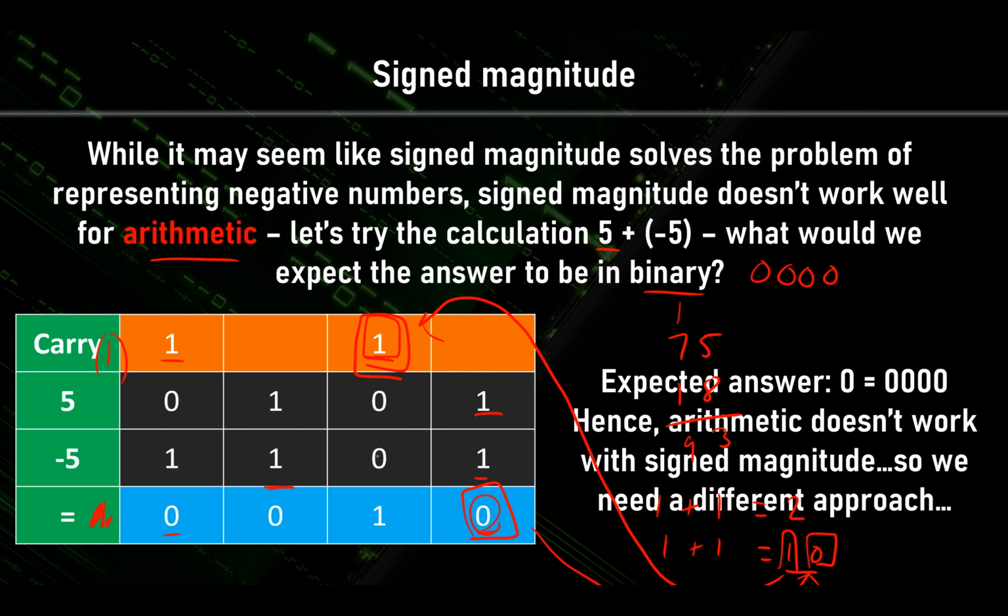But if we look at this, we see this answer is not actually 0, because here we've got 0 for the sign, so it's positive. But then in the magnitude, we've actually got 2. So basically the key point is that with sign magnitude, the arithmetic is not going to work. Or I guess it's not going to work directly.